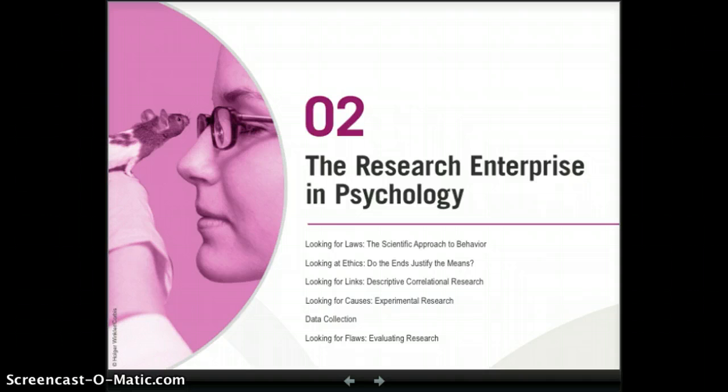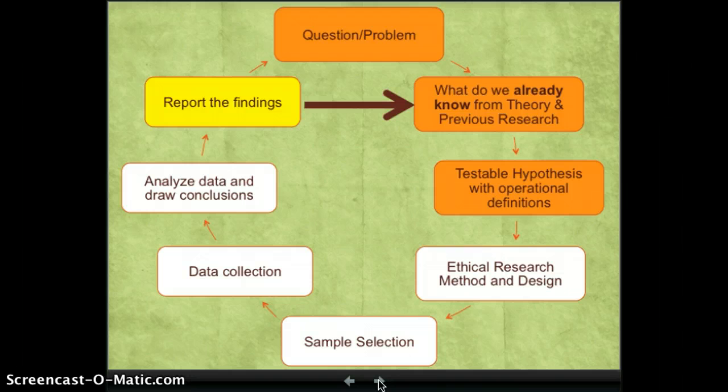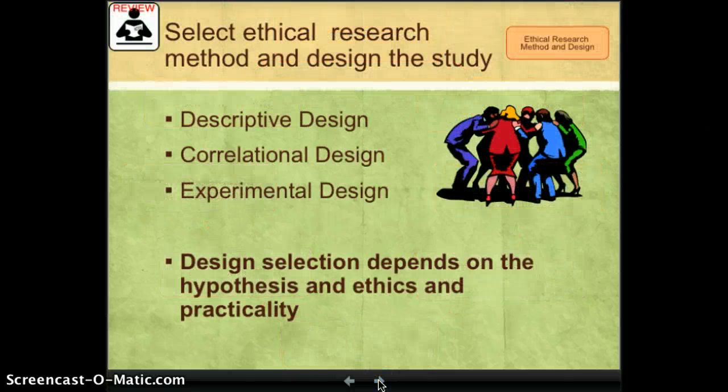Chapter 2, Psychological Research. This video will focus on experimental research design. This is the scientific process we've been discussing. We're working on the ethical research method and design step. There are three different types of designs: descriptive, correlational, and experimental.